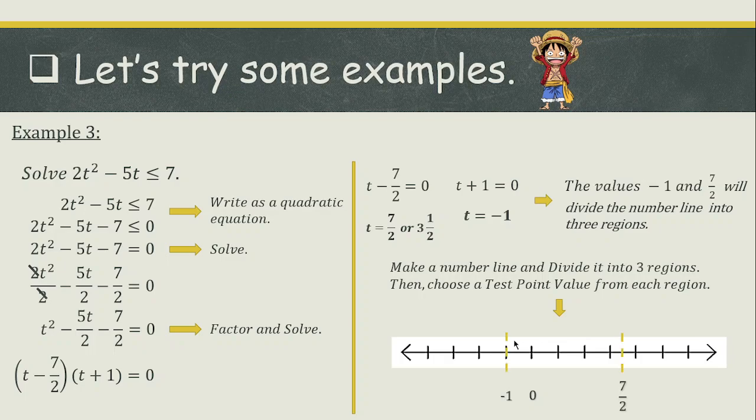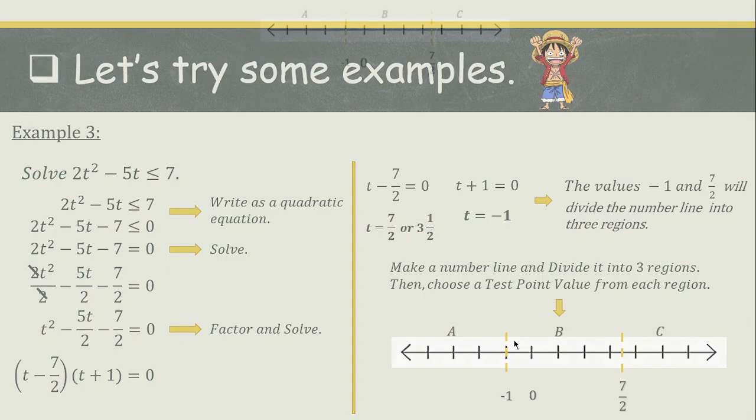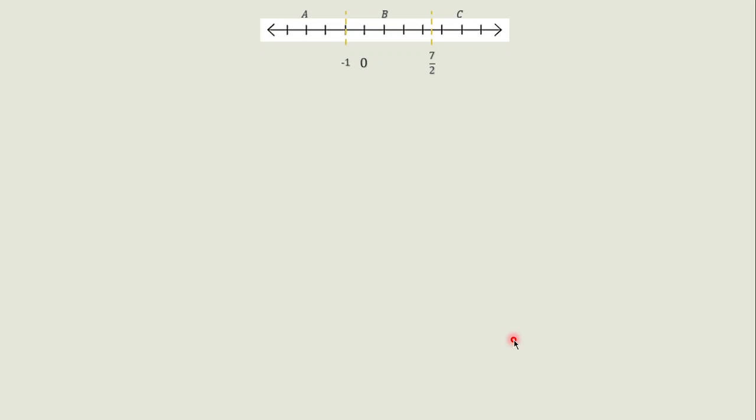After that, let's place the border lines. Pag-place ng border lines, meron tayong region A. So region A, nasa left side yung -1. Si region B, in between is 7 over 2 and -1. Region C is nasa right side na 7 over 2. Let's continue. So, ito yung number line natin na nahati into 3 regions.